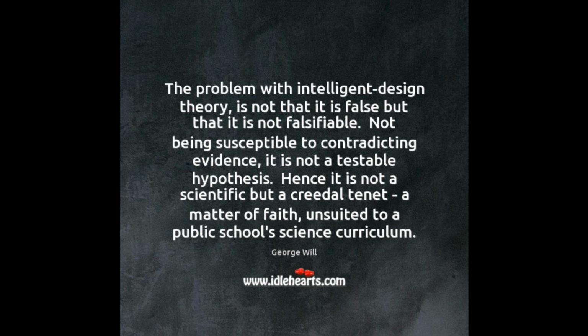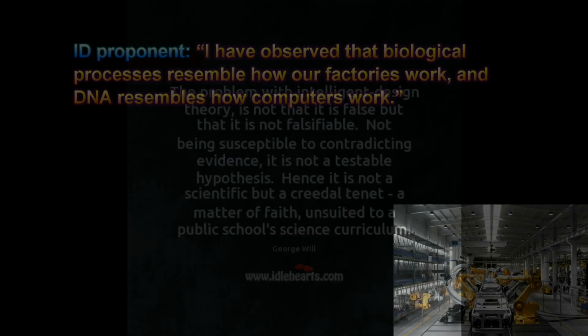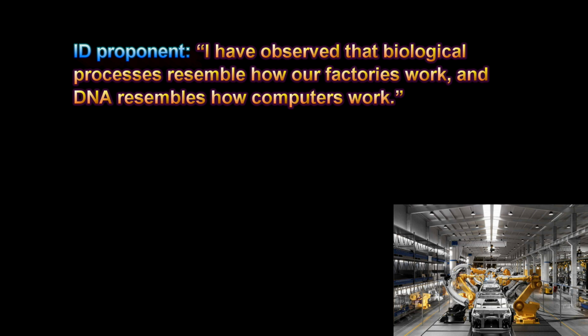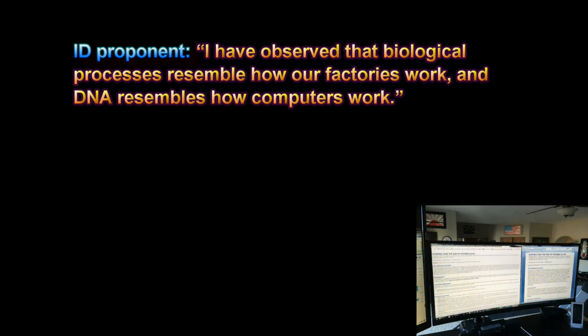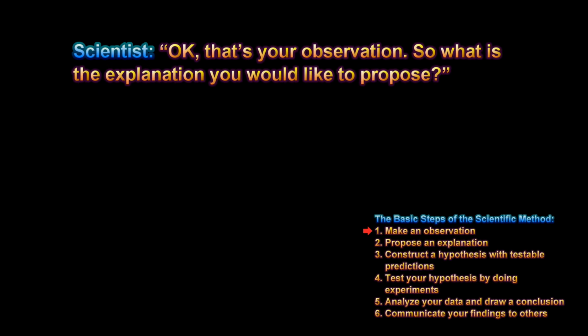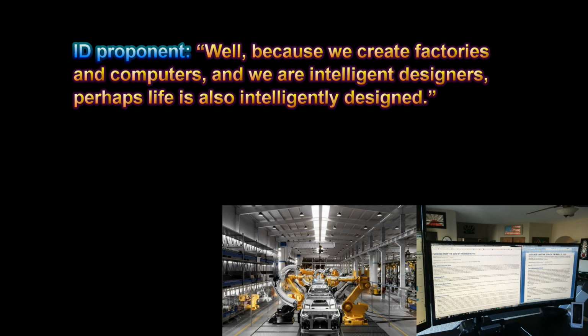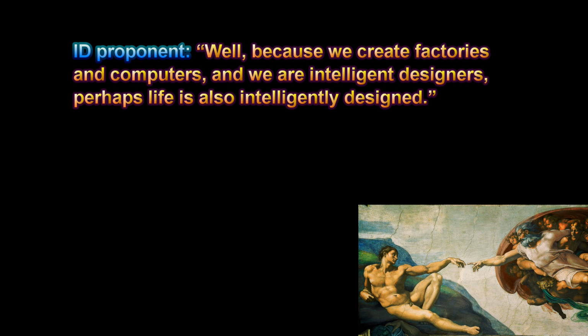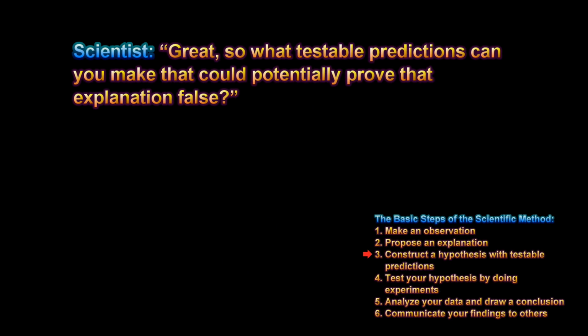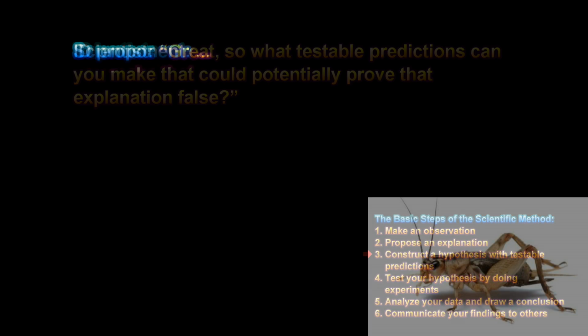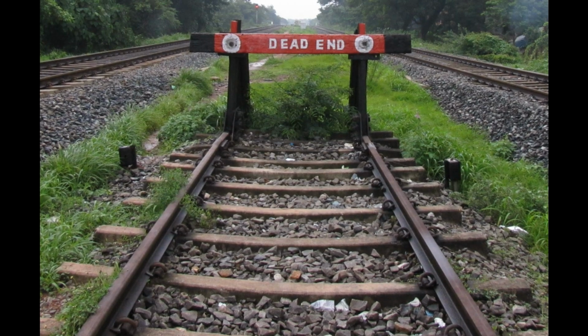Let me walk you through how this works. The ID proponent says, "I have observed that biological processes resemble how our factories work, and DNA resembles how computers work." The scientist responds, "Okay, that's your observation, so what is the explanation you would like to propose?" "Well, because we create factories and computers, and we are intelligent designers, perhaps life is also intelligently designed." "Great, so what testable predictions can you make that could potentially prove that explanation false?" And that's where it ends.